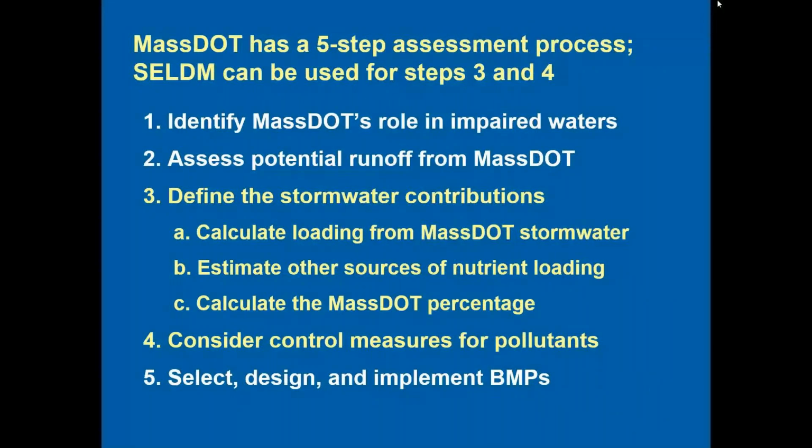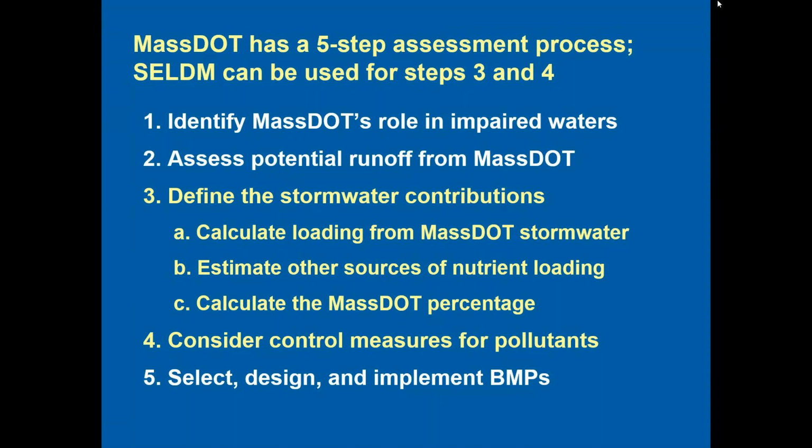To execute the Impaired Waters program, MassDOT has a 5-step assessment process for impaired waters. The first step is to identify impaired waters to which MassDOT's urbanized roadways may potentially discharge stormwater. Second, conduct desktop reviews and or site surveys of potential runoff from MassDOT highways. Third, define the stormwater contributions to impaired waters, which includes calculate loading for MassDOT stormwater, estimate other sources of nutrient loading, and calculate the MassDOT percentage of total loads to the impaired waters.